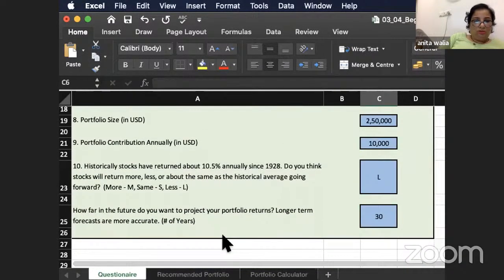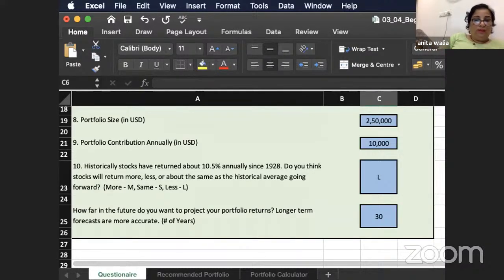We want to ask about the investor's expectation about the market in the future. Stocks have historically returned about 10.5% since 1928. So do we want to use that return as the expectation for the future? Or do we think that return will be higher or lower than that?